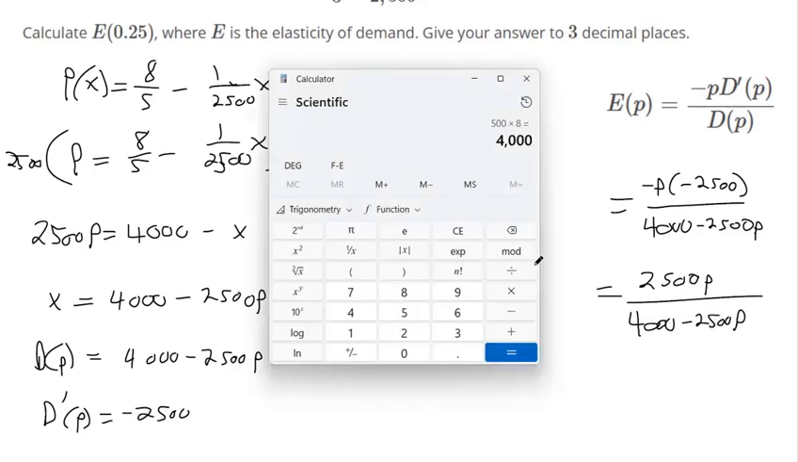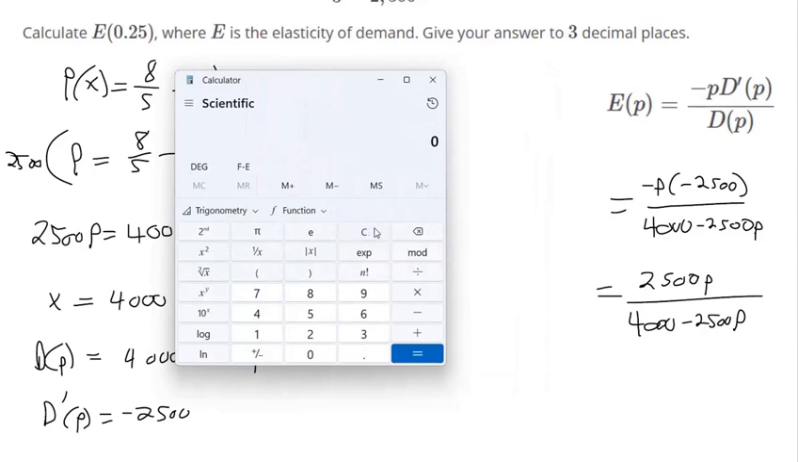So if you plug in 0.25, I'll do the denominator first because then I can copy it to my clipboard. So that's 4,000 subtracted by 625. So this is what I have for my denominator. I'll copy that to my clipboard. And 2,500 times that 0.25 again, divided by the denominator. So you get 0.185 to 3 decimal places.